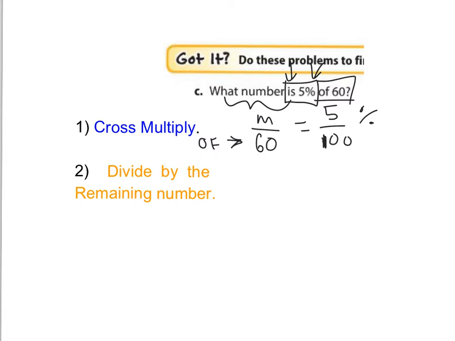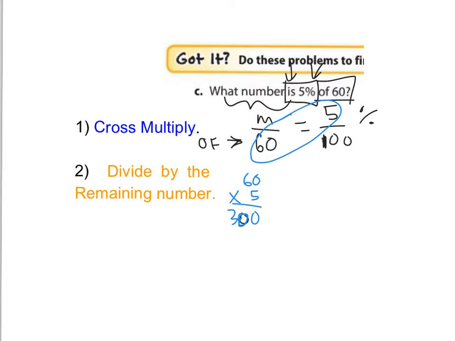Step 1, you have to cross multiply. So that's 60 times 5. When you multiply that, as you can see, 5 times 0 is 0. 5 times 6 is 30. So we're going to get, switch the color there, we're going to get 300 total.